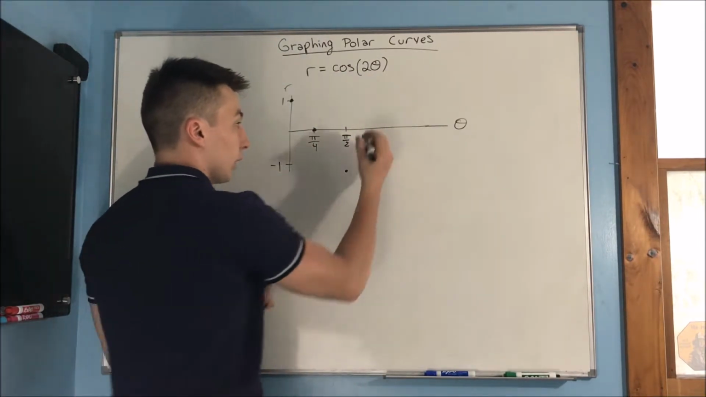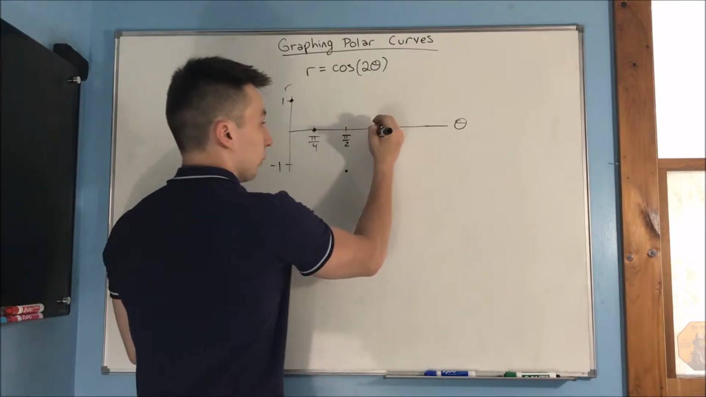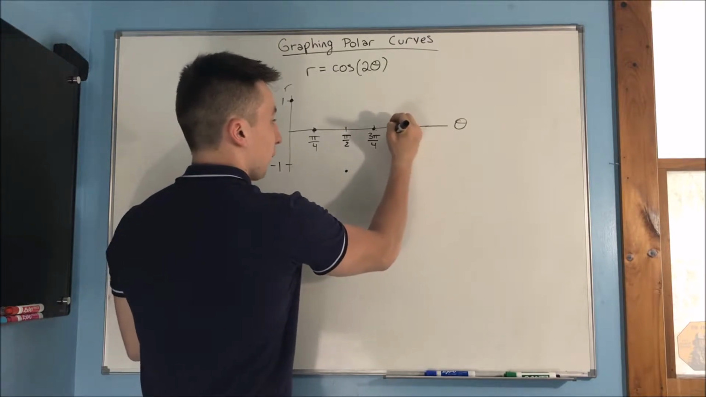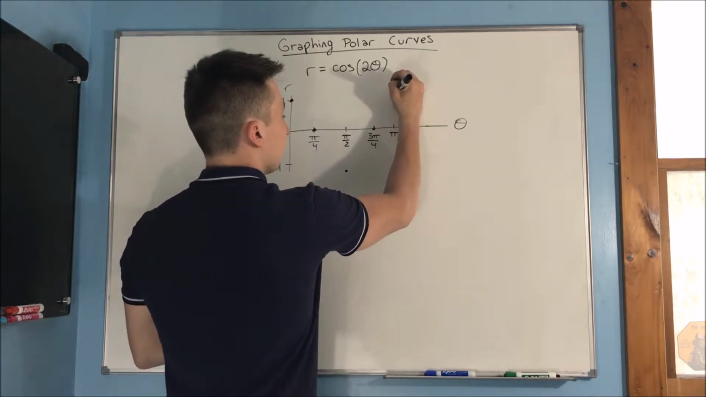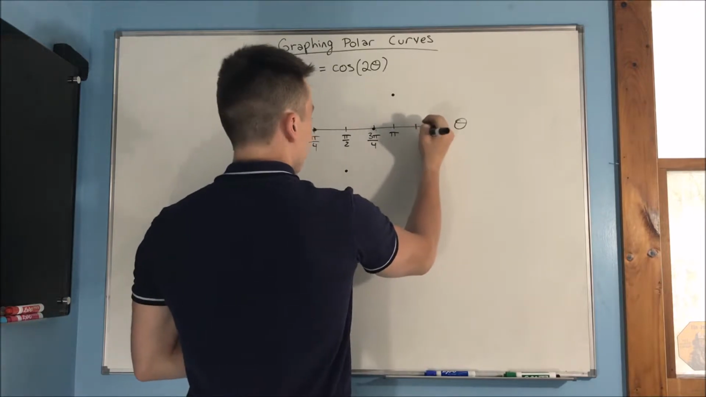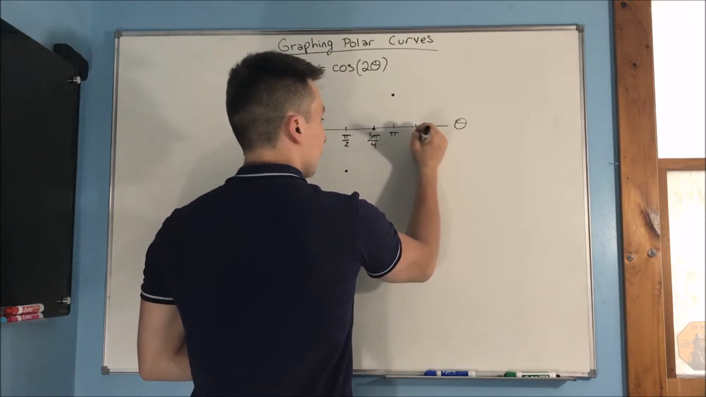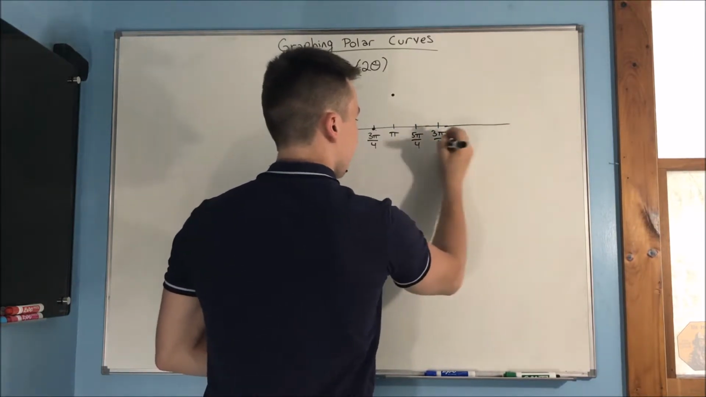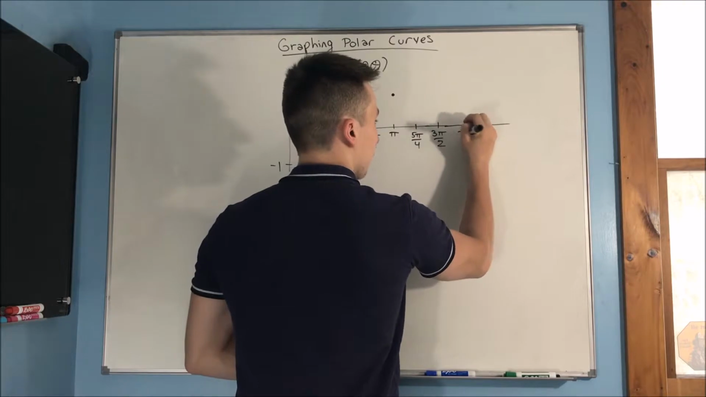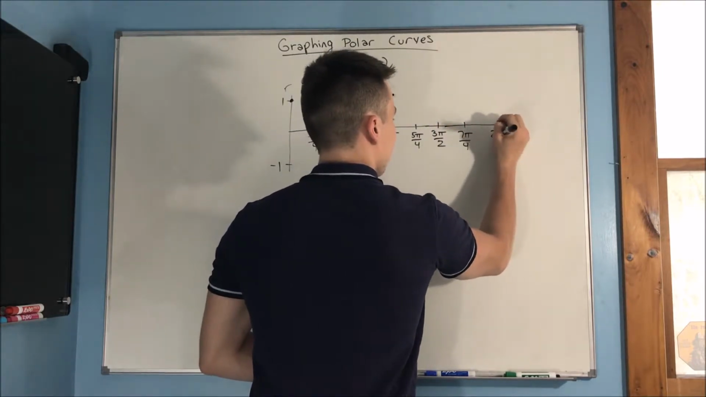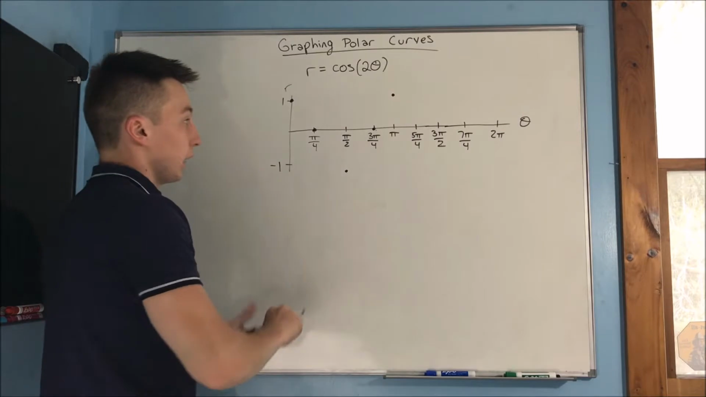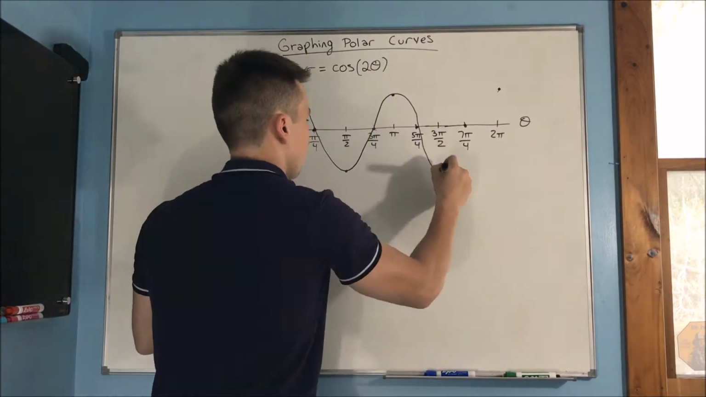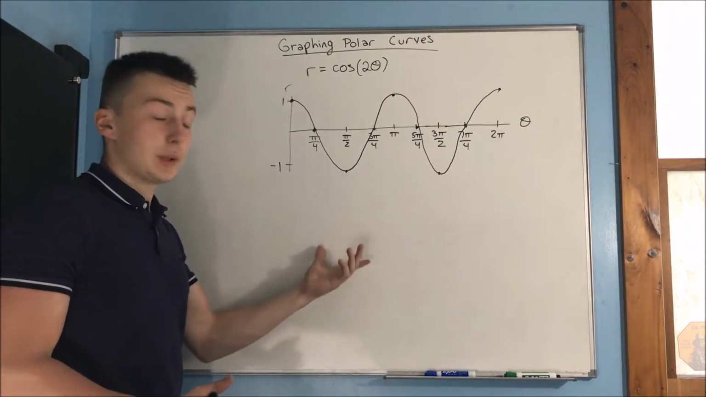All right, and we can just keep going here. We get 3 pi over 4, which will be 0. Then we get pi, which will be 1. Keep going here. We get 5 pi over 4, 3 pi over 2. Extend this axis a little bit longer. 7 pi over 4, and 2 pi. It's just going to keep looking like this. So as you can see, this graph is sinusoidal.